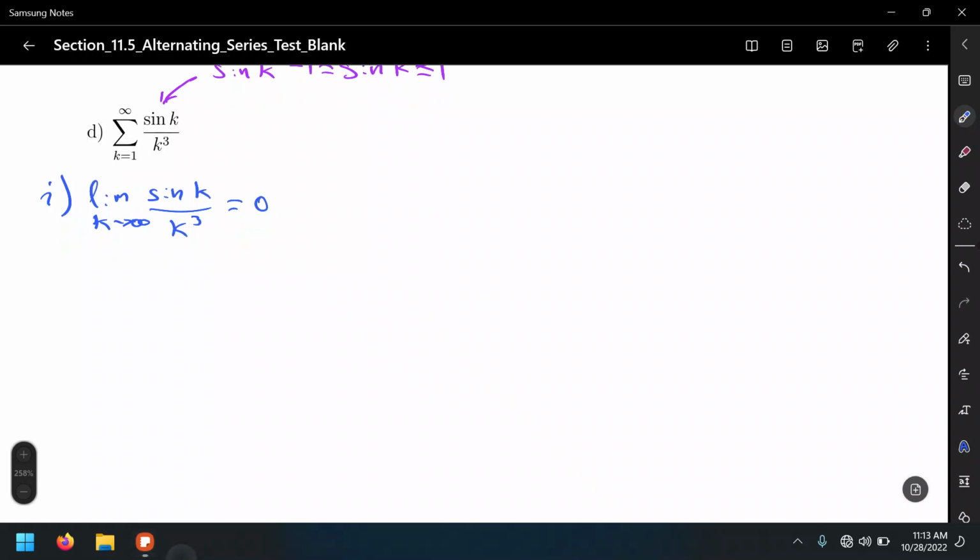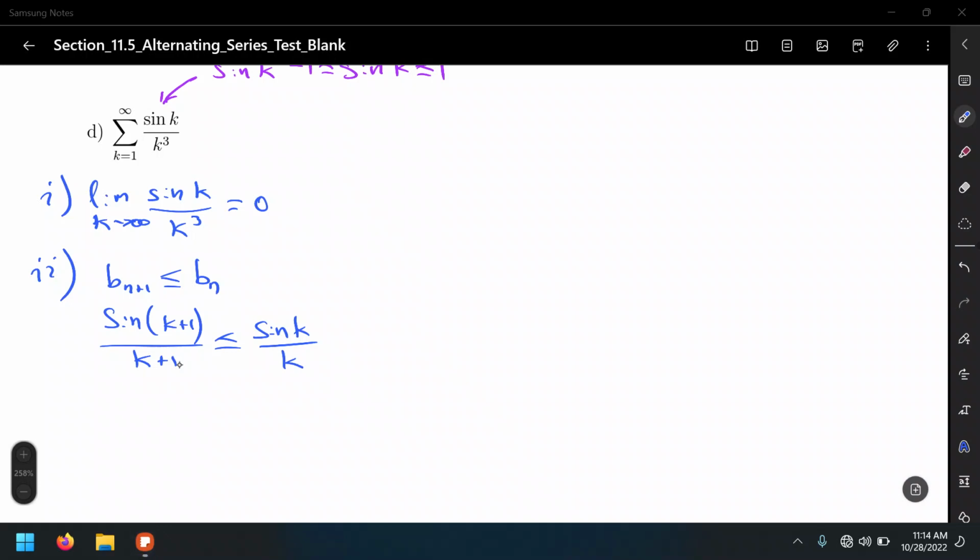Okay. So second condition, limit. No, that's not a limit. That's b sub n plus 1 less than or equal to b sub n. That is sine of k plus 1 over k plus 1 cubed less than or equal to sine k over k cubed. All right. Is this inequality true? Yes, that's k cubed, right? Cubed.